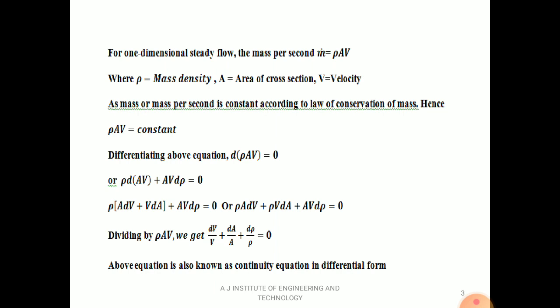Dividing the entire expression by rho A V, we get dV by V plus dA by A plus d rho by rho equal to 0. The above equation is known as the continuity equation in differential form. This is a very important equation.